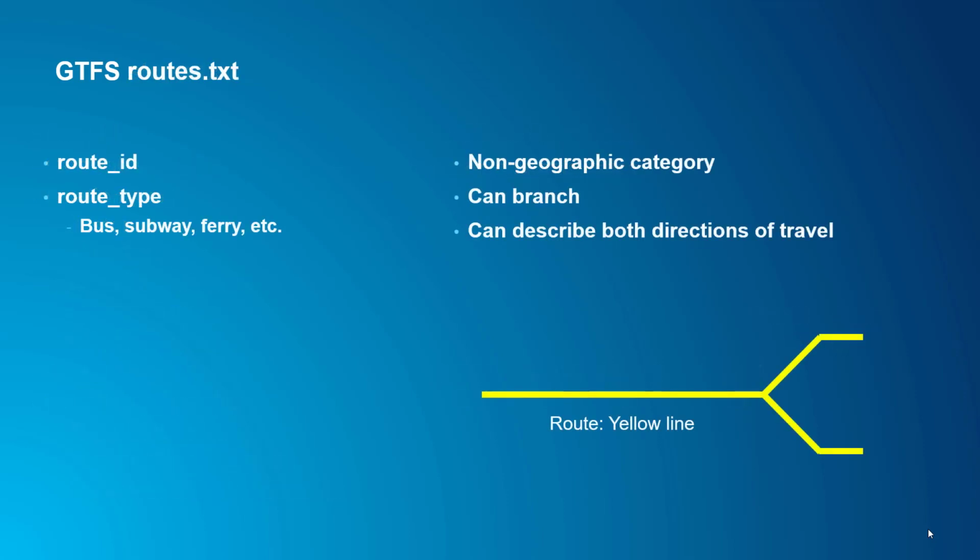A GTFS route is something like bus 10 or the yellow line, the type of thing that passengers typically think about. Within GTFS, it isn't actually a geographic concept, it's more like a category. Routes can branch, so for example, half the subway trains for a route might go to one end station and the other half might go to a different end station, but it would still be considered the same route. A route can also define both directions of travel. The route ID field uniquely identifies the route and relates it to the other GTFS tables. The other field relevant to us is the route type field, which indicates the mode of transit represented by the route, such as bus, subway, ferry, etc.